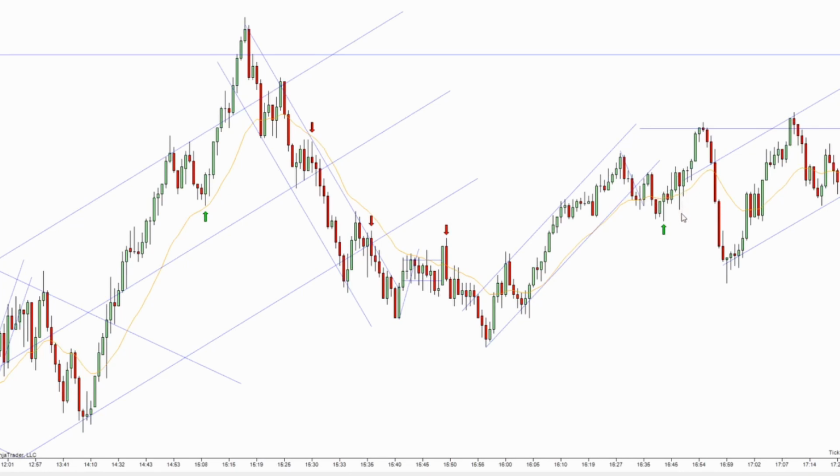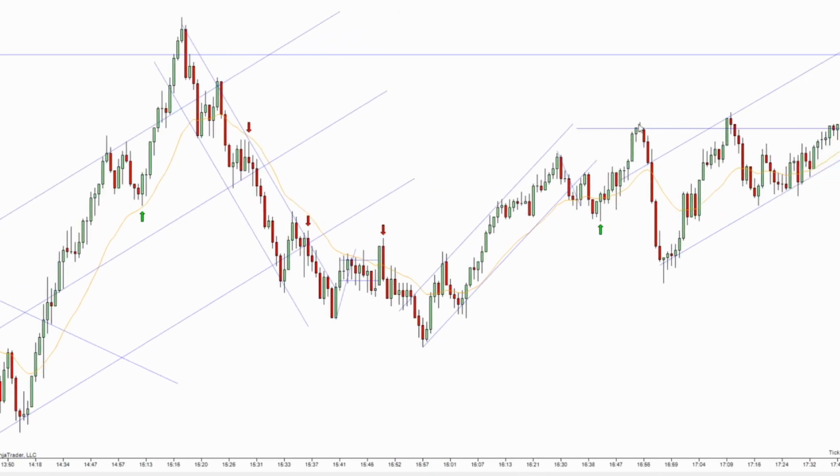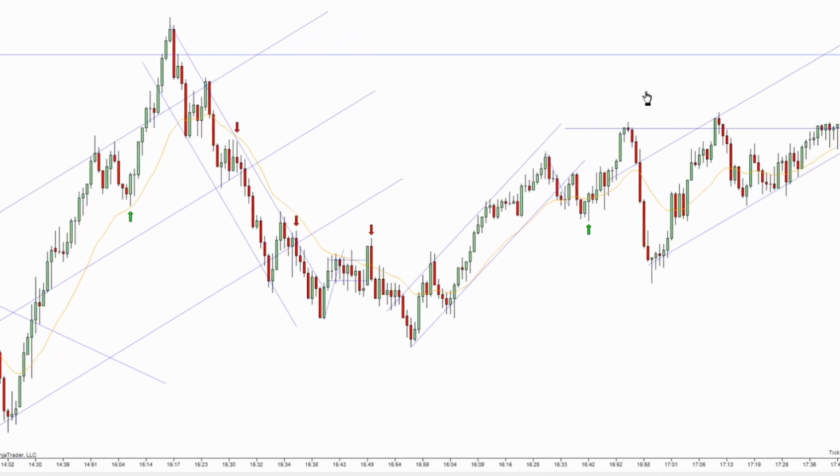You have a pullback right here, but this is a horrible signal bar. You have to skip this. Prices made a new high, just like you would expect after a break of a trend line.